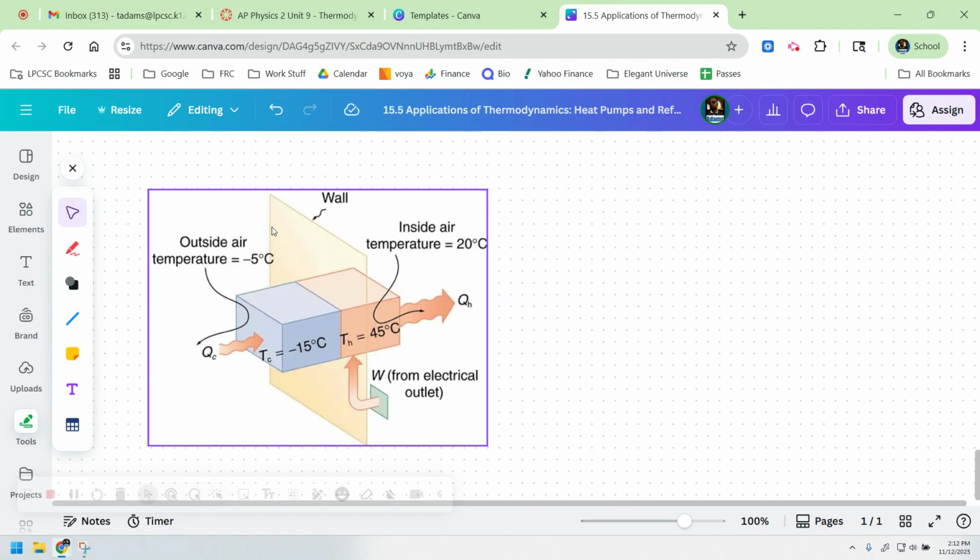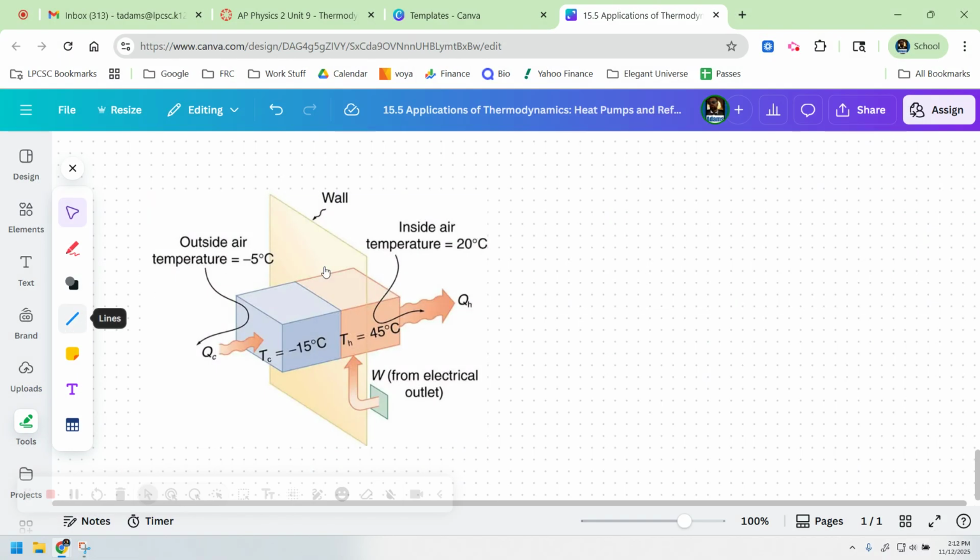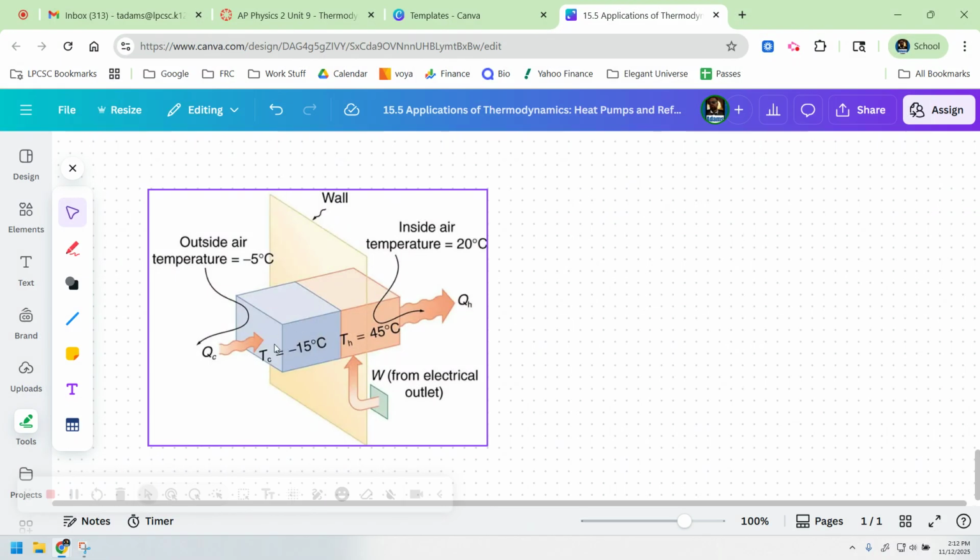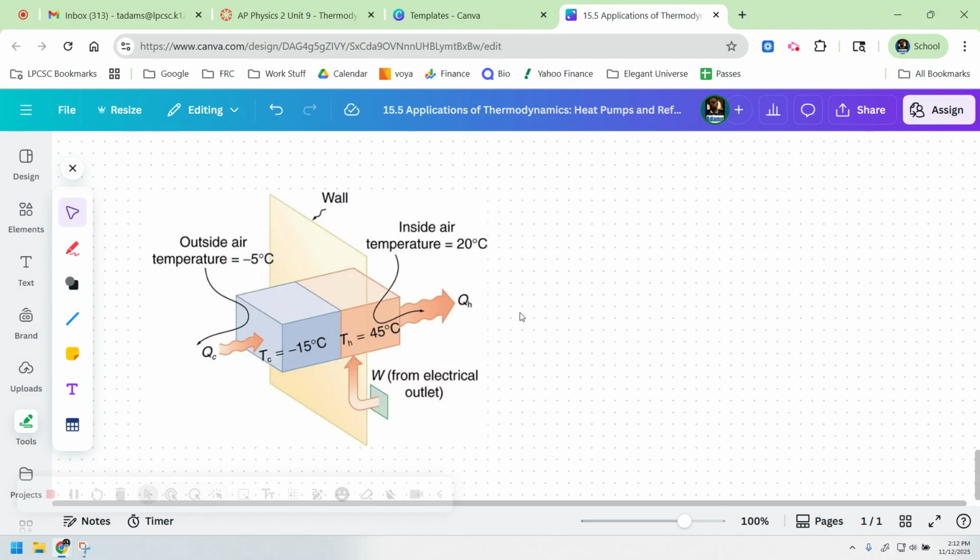So this is a wall, this is outside the house, this is inside the house. You have colder, negative 15 degrees Celsius is cold. 0 is freezing, so this is really, really cold outside. 45 degrees on the inside is really kind of hot because room temperature is 20 degrees Celsius. Well, why is this so hot? Well, it needs to be in order for everything to work.